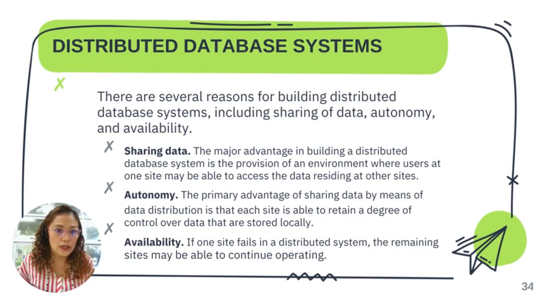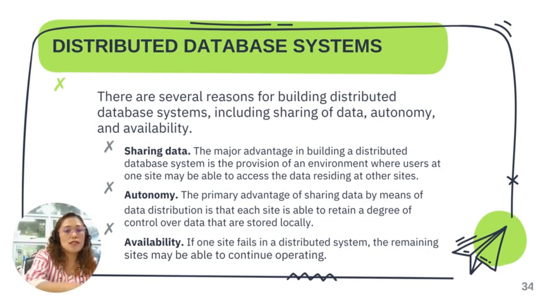There are several reasons why distributed systems are being used nowadays. Number one, sharing of data, autonomy, and availability. Even though you have different locations for your database, you can still share data. Meaning, site number one can access the data in site number two, site number two can access data in site number one, site number two can access data in site number five, and so on and so forth. And that's a good thing.